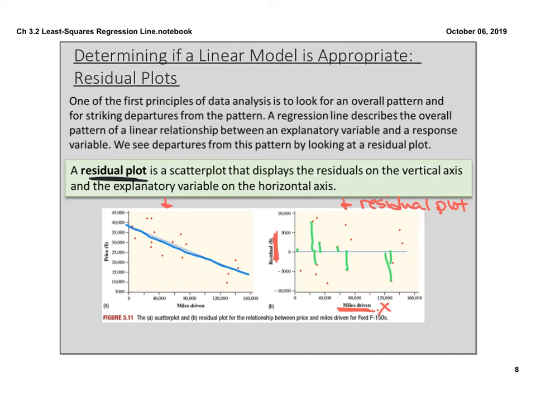Now what we want is we want to see the most random scatter that we can. Our residual plot should show random scatter. If we see random scatter, that means that our linear model is good. If we see a pattern of any kind in the residual plot, that means our linear model is bad. That means that this is probably a data set that should be using a different model, like exponential or quadratic.